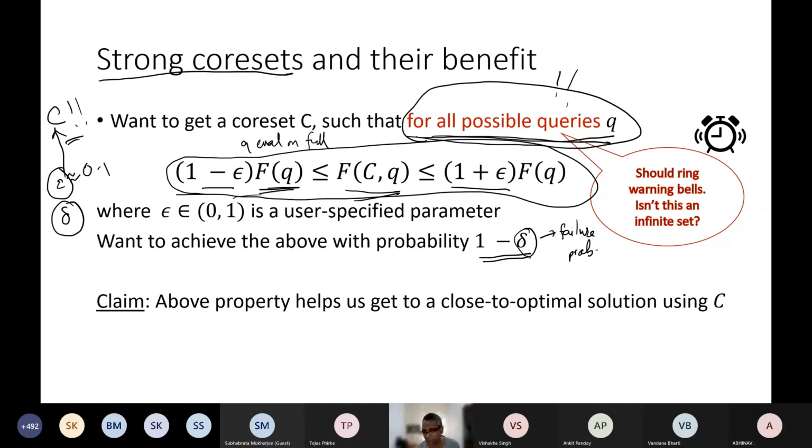Now again, my question to the audience, and please unmute, is why is this important? What would this help us do? If I'm able to create such a C, why would this be important? Any thoughts? Participants can raise their hands if they want to answer this question. Thoughts? Why am I giving such a weird statement?